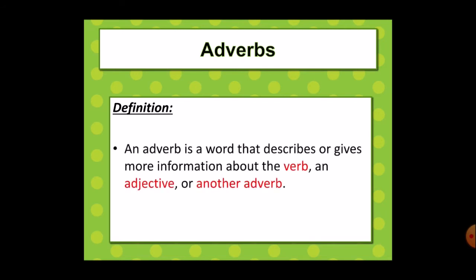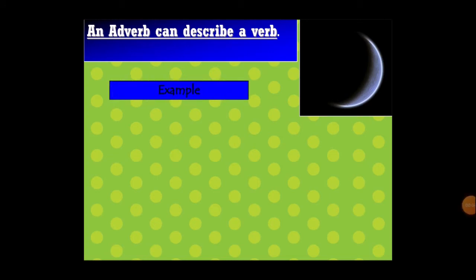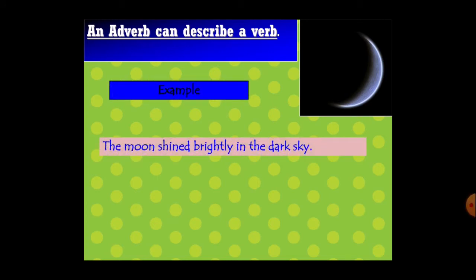An adverb is a word that describes or gives more information about the verb, an adjective, or another adverb. I will explain this by giving you more examples. As I said, an adverb can describe a verb. Here is one example. The moon shined brightly in the dark sky.